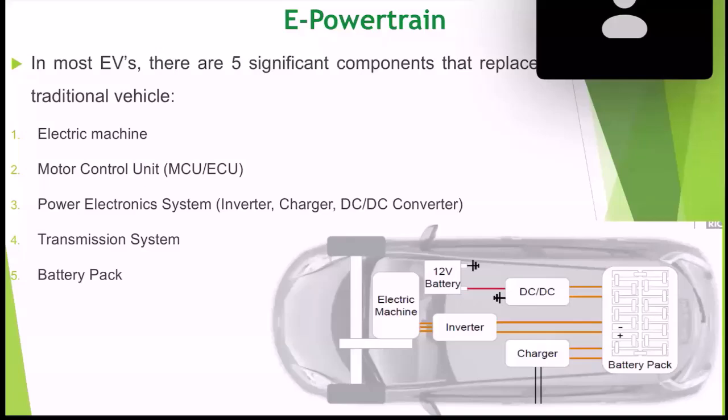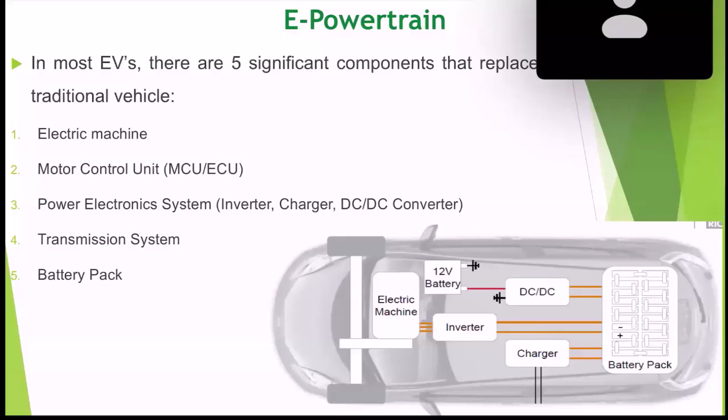The next important component is the motor control unit. Usually we call it an MCU or an ECU. ECU is a generic name that can be used for any application. For example, if the ECU is used to control the airbag, we call it the airbag ECU. Similarly, if it is used to control the braking system, we call it the ABS ECU. Likewise, in the e-powertrain, the ECU is used to control the motor operations.